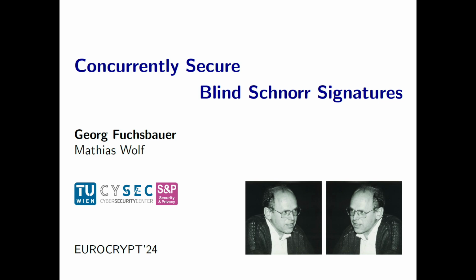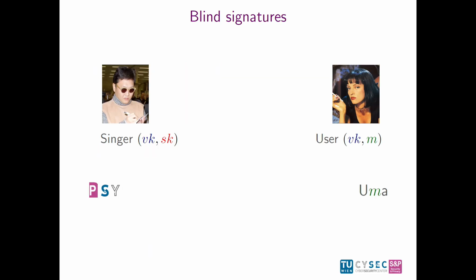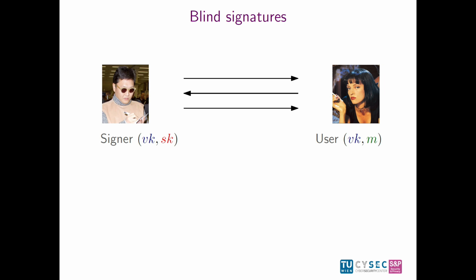This is joint work with Matthias Wolf, who was my student at TU Wien. So we've heard about Schnorr signatures, so let me briefly explain what blind signatures are. Meet Sai, the signer, who has a key pair, and Yuma, the user, who has a message M, and they run a protocol so that Yuma then obtains a signature on the message M that verifies under Sai's verification key.